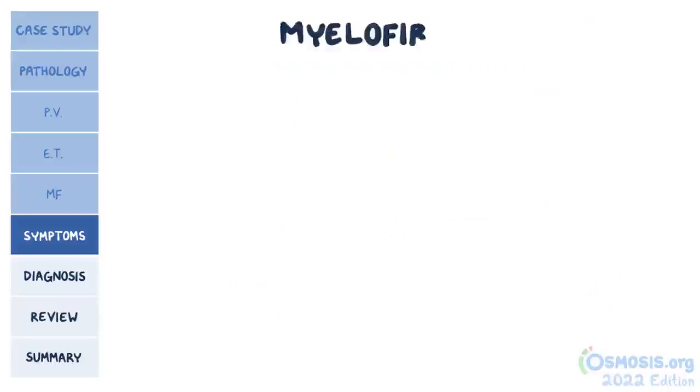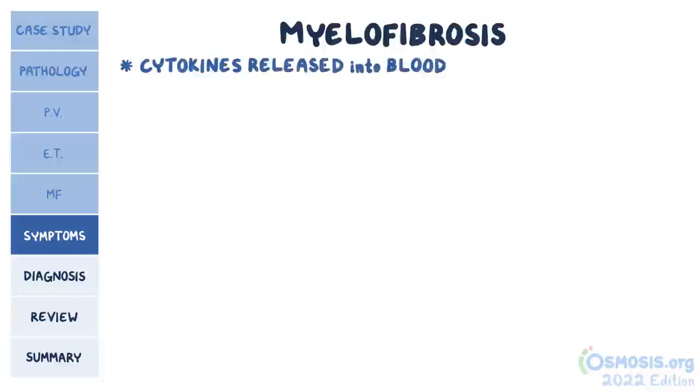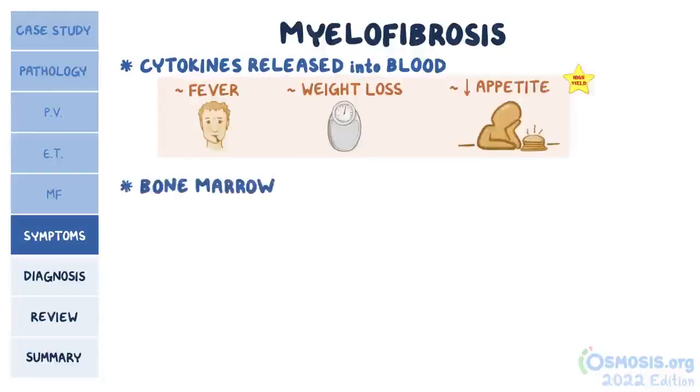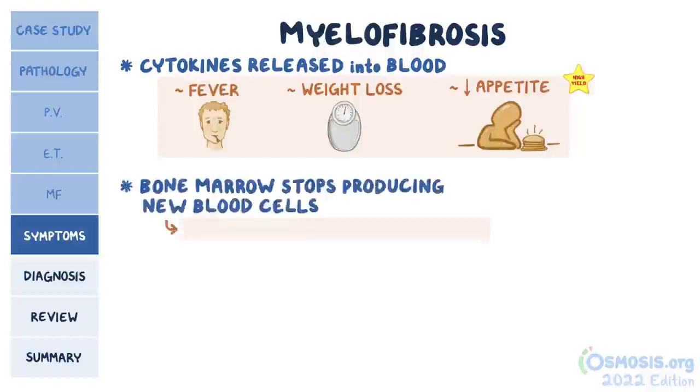Now, in myelofibrosis, all those extra cytokines produced by megakaryocytes can be released into the blood, triggering constitutional symptoms like fever, weight loss, and a decreased appetite. Additionally, once the bone marrow becomes fibrotic, it stops doing its job of producing new blood cells like red blood cells, causing symptoms of anemia like pallor and fatigue.